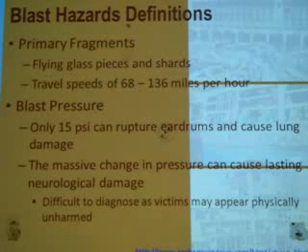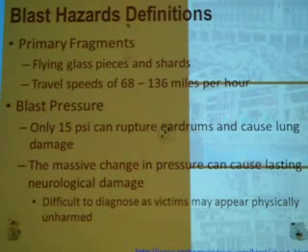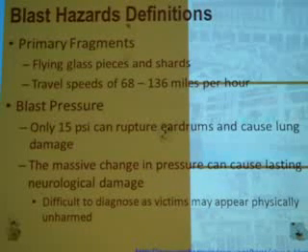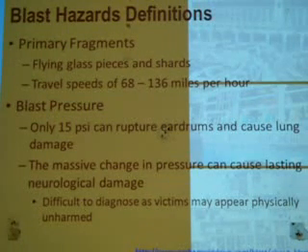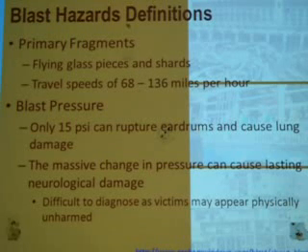The main hazards of the bomb blast are primary fragments from the bomb that can move at the speed of 68 to 136 miles per hour, and the pressure of the blast wave is very high. Massive pressure can cause building damage, and only 15 pounds per square inch can rupture eardrums and cause permanent lung damage.